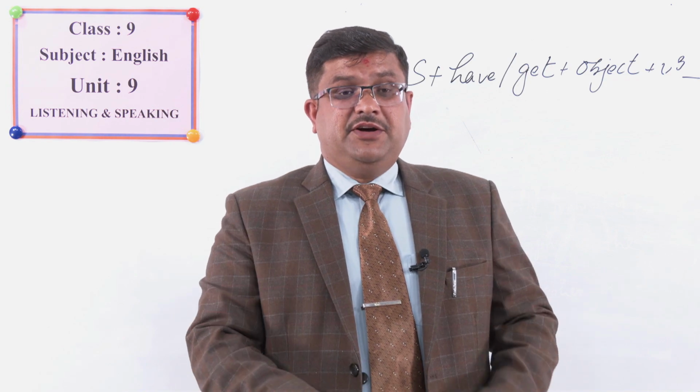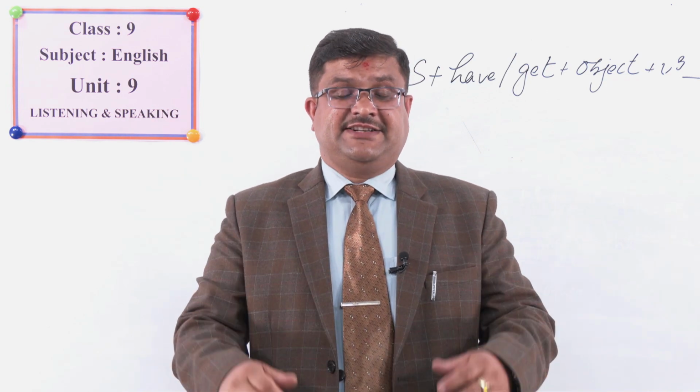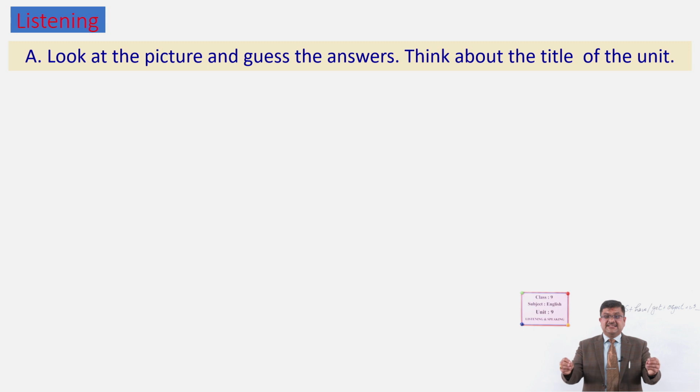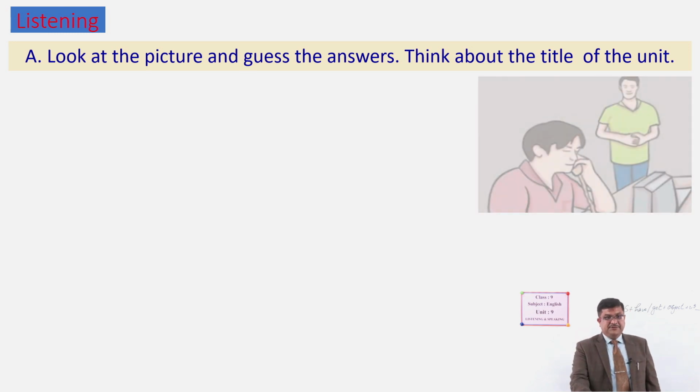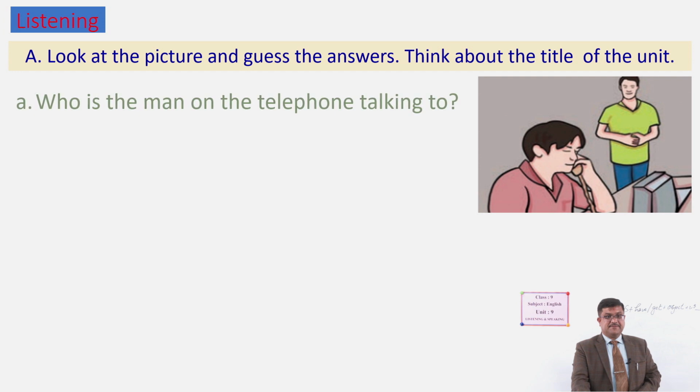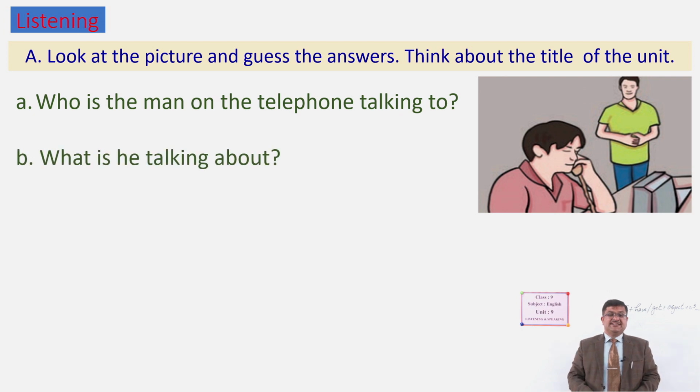Now, dear students, we have now the listening section. Look at the picture and guess the answer. Think about the title of the unit. Are you all ready to listen to the audio? Good. Now, look at the following picture. What the picture is about, what the man is doing, what the people are doing there. Who is the man on the telephone talking to? You can just guess and write the answer in your exercise book. Okay? Good. Similarly, what is he talking about?